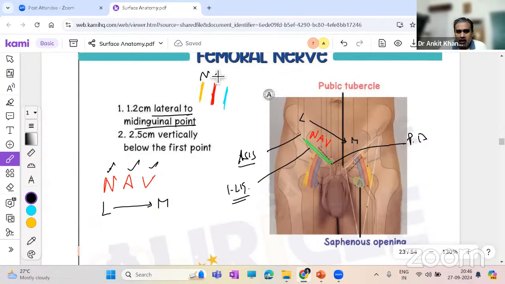Sciatic nerve. I am sure most of you must have heard of the term sciatica, pain in the buttock region and the lower limb behind.